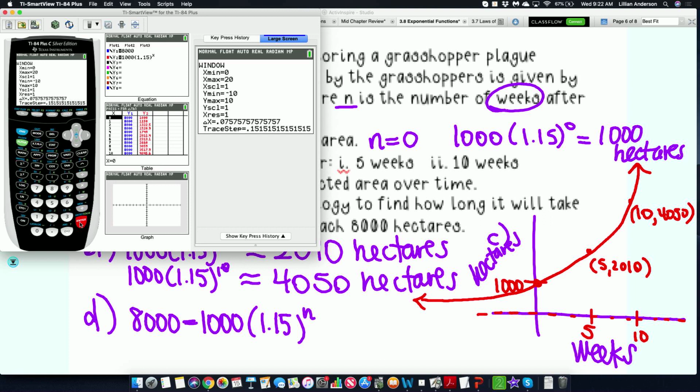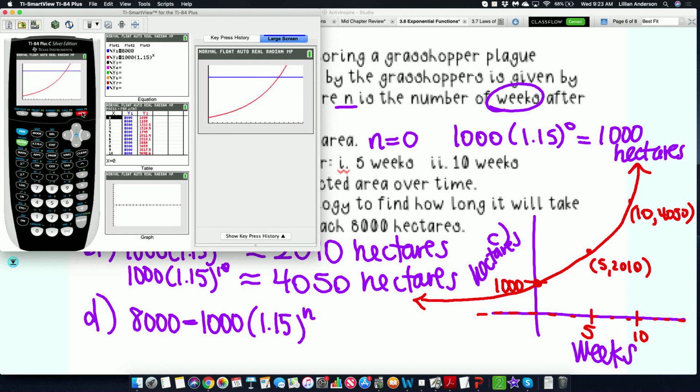Now my y-min. Y represents my area. Can I have negative area? No, so let's make that 0 for my min. And my max, I'm at least trying to see 8,000, so I should probably open it up to 10,000. That way I can at least see that full line of 8,000. So now when I graph, there's my 8,000, so I see that very clearly. And now here comes my curve. And I am looking for that intersection point.